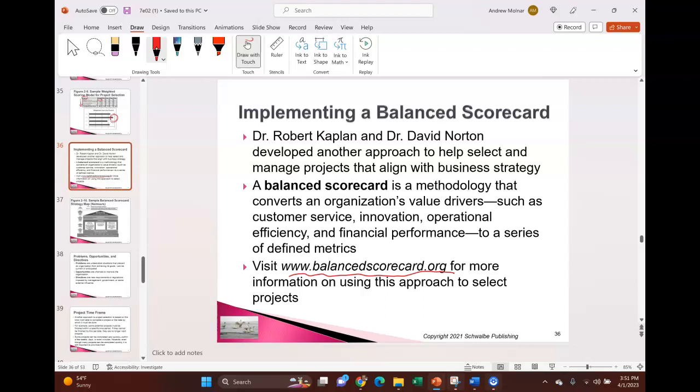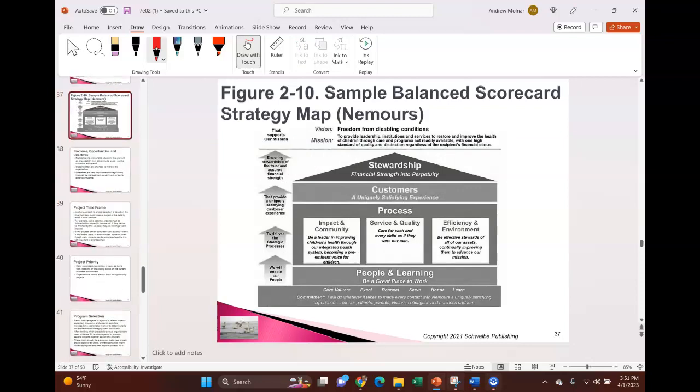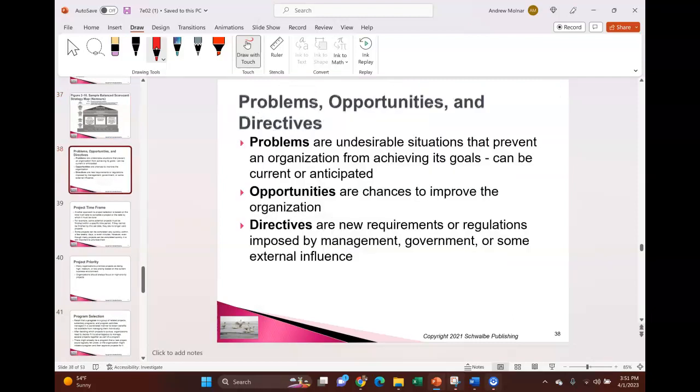It's a methodology that drives a connection between the C-suite vision and your decision-making day-to-day on the project. It's a great tool. Here's a sample balanced scorecard strategy map. This is detailed in the book to my satisfaction, so enjoy that there, okay?